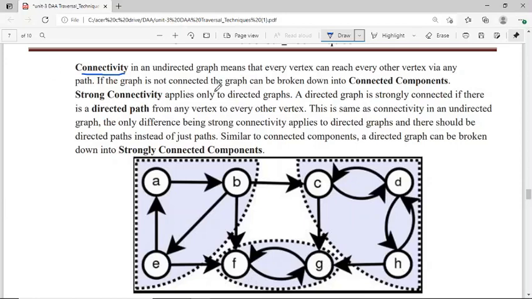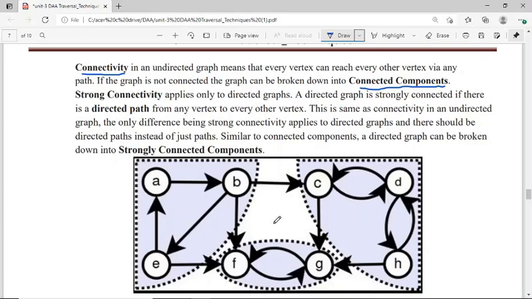If the graph is not connected, the graph can be broken down into connected components. For example, if you want to make a strongly connected graph, then you need to make components. When you make a component, you can divide the graph into subgraphs. Strongly connected applies only to directed graphs. A directed graph is strongly connected if there is a directed path from any vertex to every other vertex.